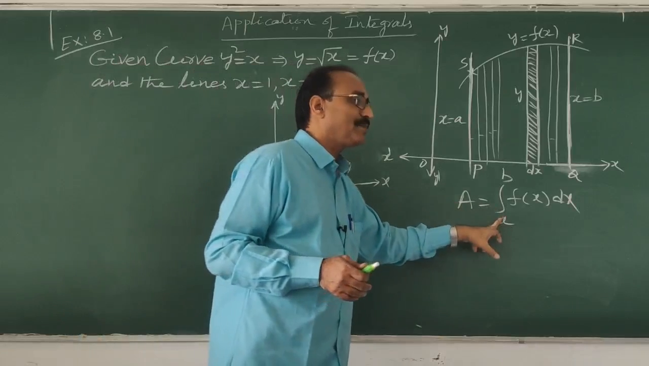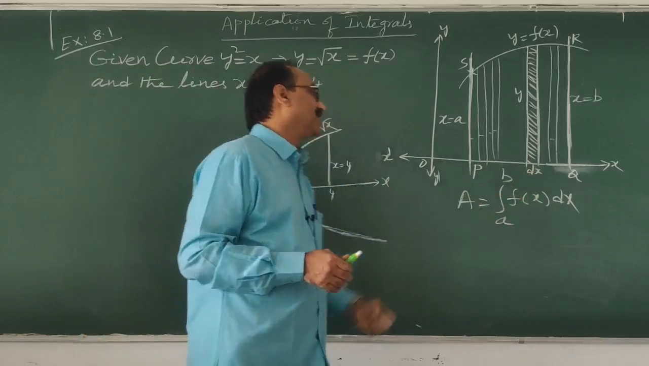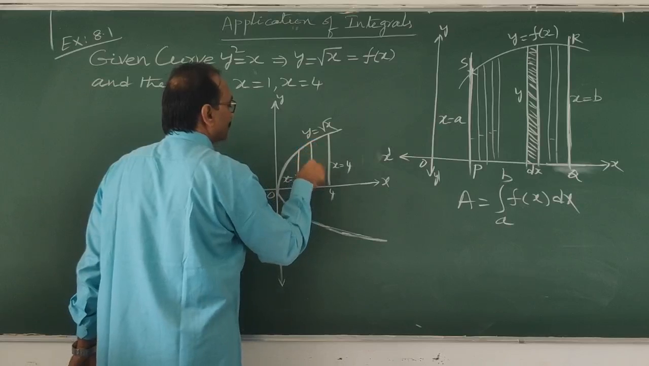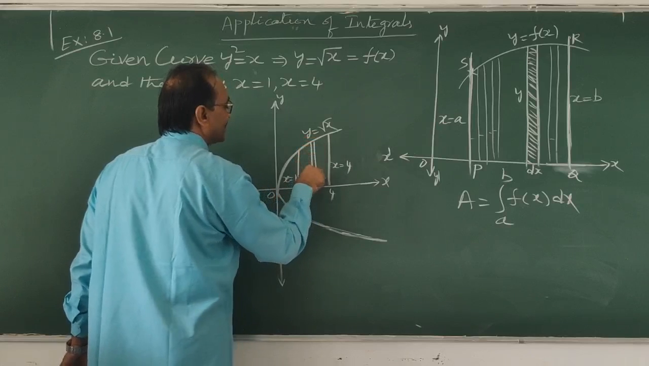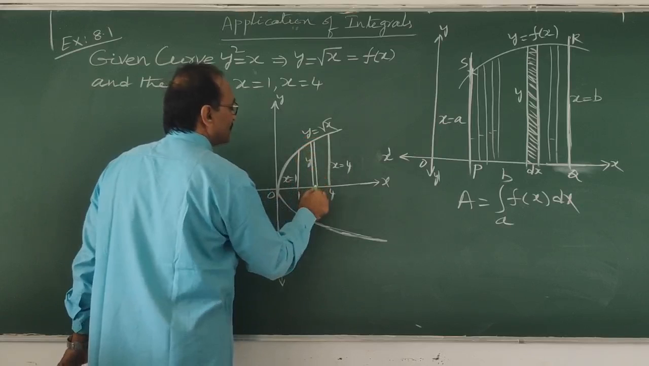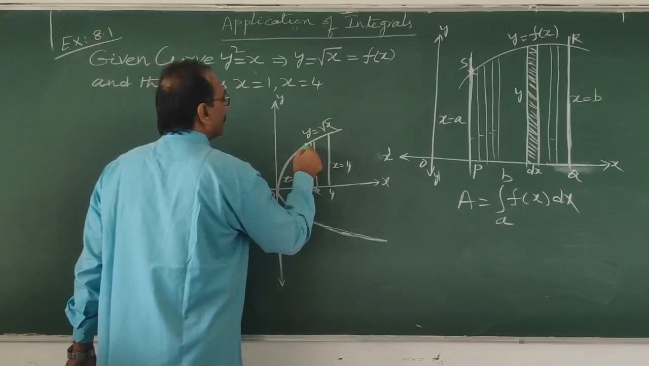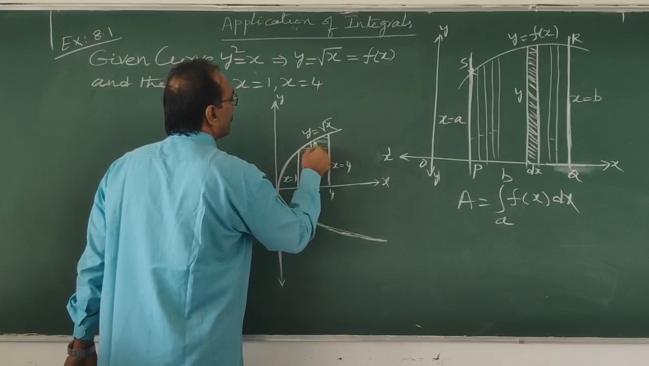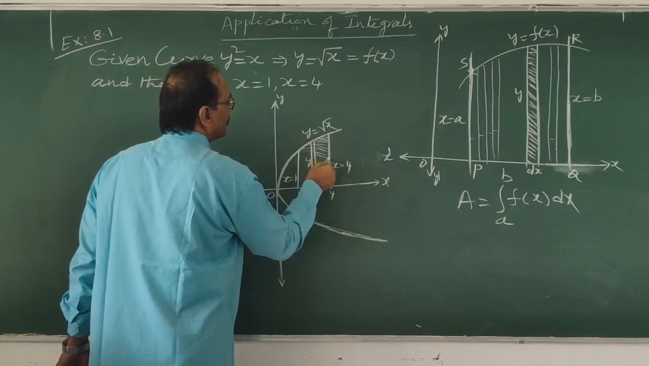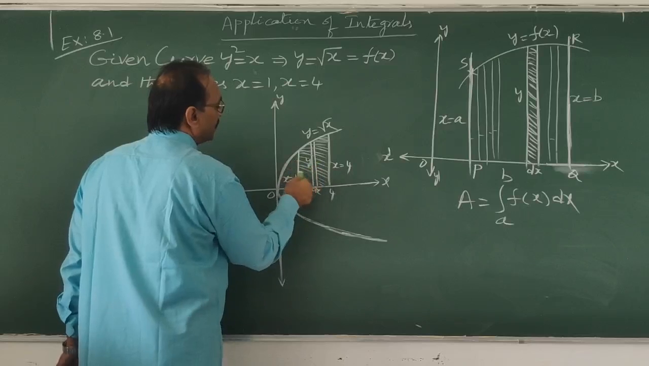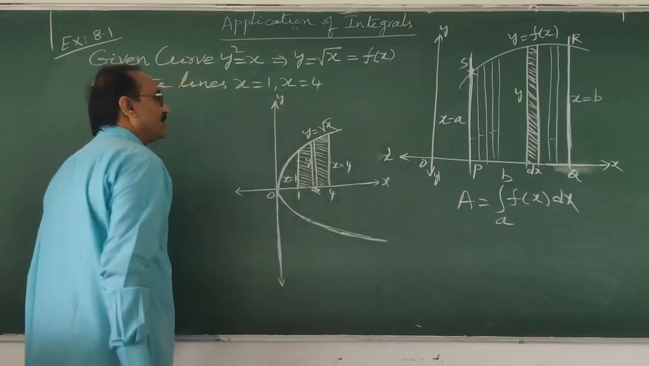So which formula should I apply now? Integral a to b f of x dx. If you want to see the strip here, it is y. This is y, this is dx. Like this we are adding. This is all the area we want. We can shade this. Okay? So all of you shade it. This is the area we want.